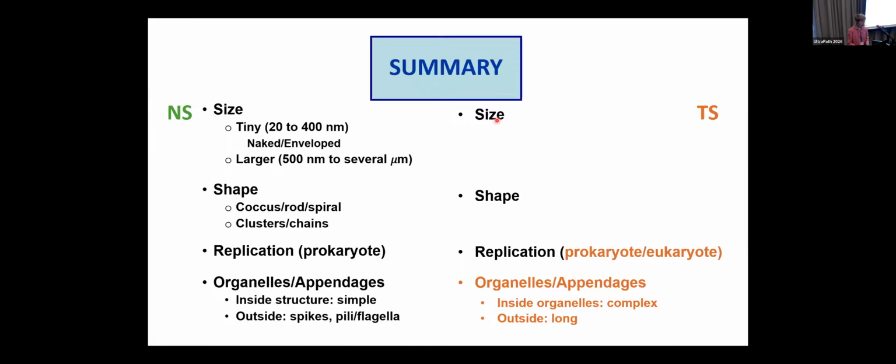So to summarize, we've gone through negative staining and thin sectioning techniques. We've said that size and shape matter, how the thing replicates, and the things that thin sectioning can tell you here in orange that negative staining cannot are, is it a prokaryote or eukaryote? And the appendages on the outside, some you can see by negative staining, others, especially the complex organelles on the inside, you can see very well by thin sectioning.